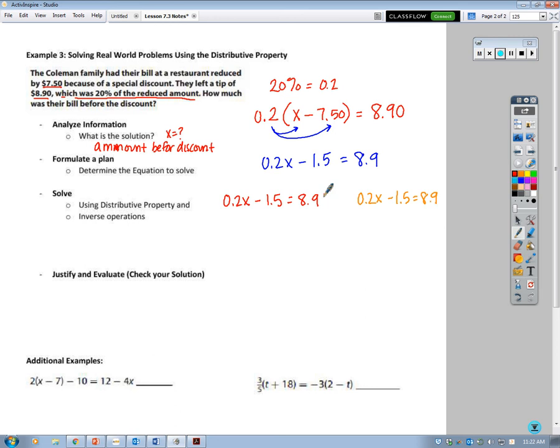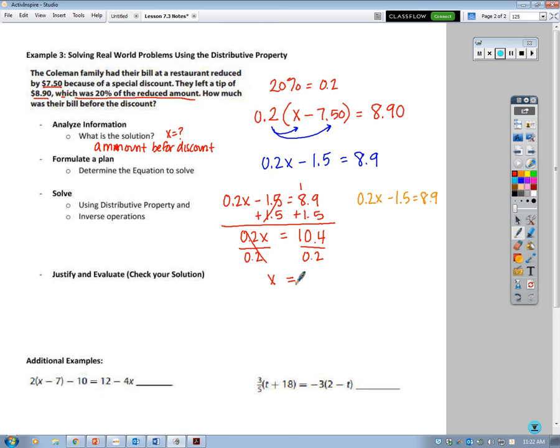And what we're going to do is combine like terms, right, using inverse operations. So I'm going to add my 1.5 to both sides. And I do that because my variables are already combined. There's nothing to combine this with. And I can't move my 8.9 because then I have nothing on that side of the equal sign. So now I've got 0.2x equals 10.4. Okay? So then I'm going to divide by 0.2 on both sides. And I have x equals 10.4 divided by 0.2.